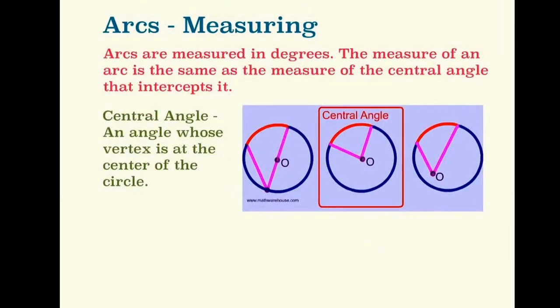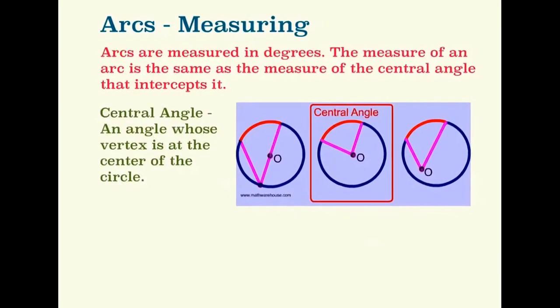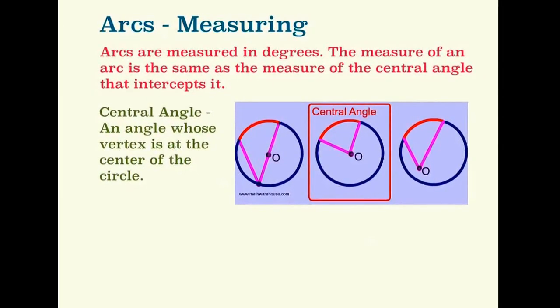So just like angles, we can talk about the measure of an arc. In order to talk about the measure of an arc, we have to know a couple of things. We need to know the measure of the central angle, and we need to know what this word intercepts means. So a central angle is an angle whose vertex is at the center of a circle. Hopefully that makes sense to you.